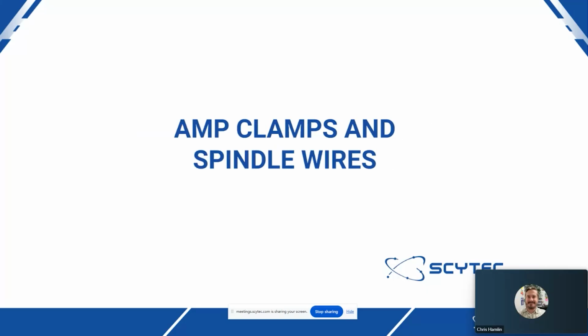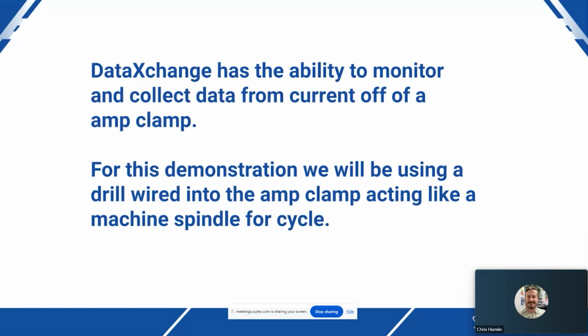So first thing we're going to discuss is amp clamps and spindle wires. DataXchange has the ability to monitor and collect data from current off of an amp clamp. And for this demonstration, we'll be using a drill wired into the amp clamp, and it's going to be acting like a machine spindle for cycle or an older manual machine.